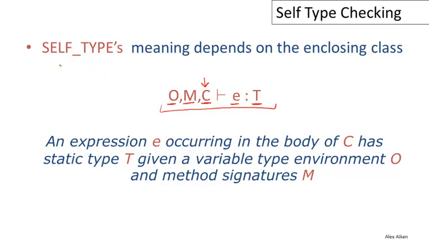If you recall, we introduced this notation, self-type sub C, to record in what class a particular occurrence of self-type sits, and this C in the environment is exactly that subscript. It is tracking what class we are in, so when we see an occurrence of self-type, we know what kind of self-type we're talking about.